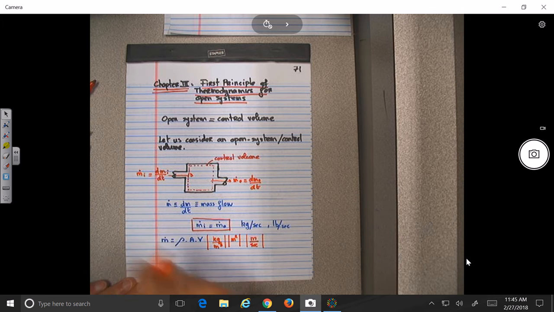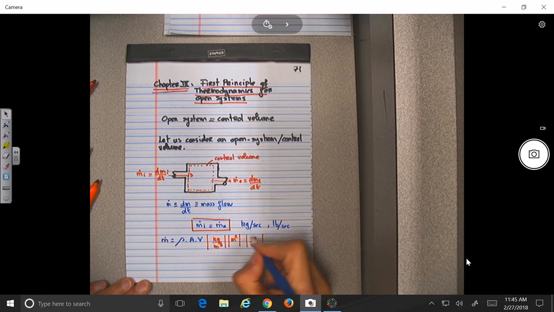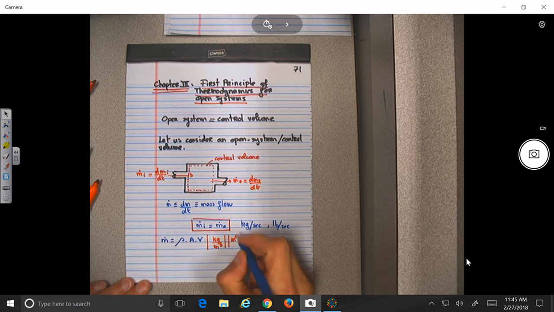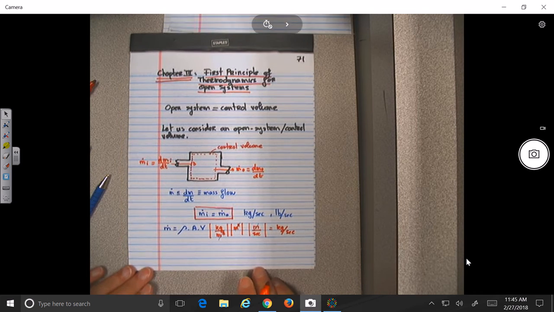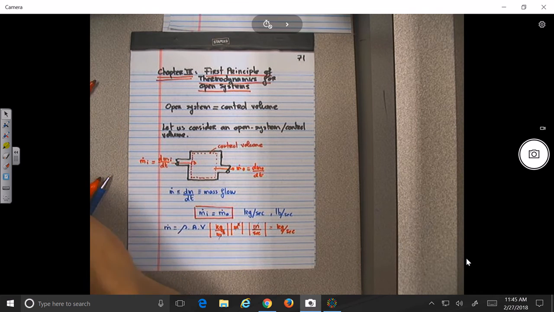Meters per second, no? So if you do this, what's going to happen? You see this, all those meters cancel out, no? Yeah? And you are left with what? Kilograms per second.